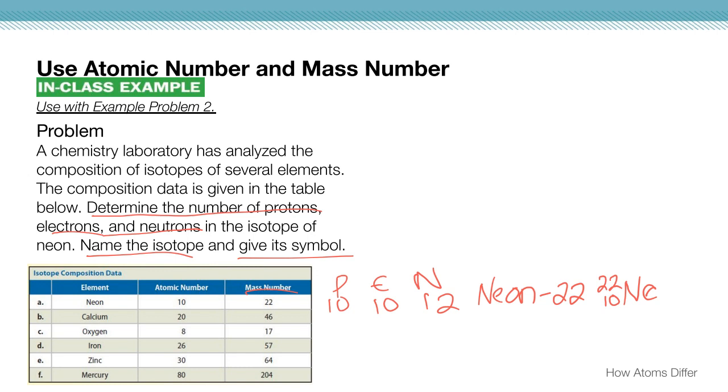Let's do calcium. Protons, remember, is your atomic number, so that's 20. Electrons, since it's stable, it's going to match. Neutrons, your mass number is 46. So 46 minus your 20 protons is going to give you 26 neutrons. The name is calcium-46. And your symbol would be Ca. Calcium's 20 and 46. There you go. And that's how you would do all of those.